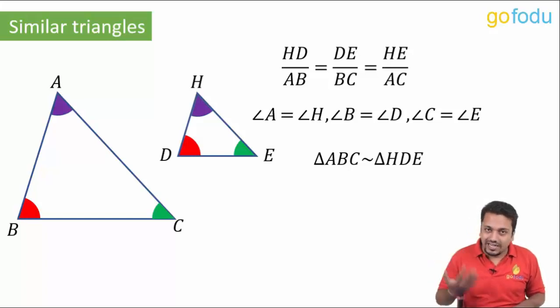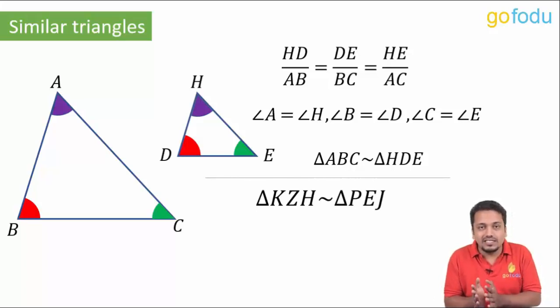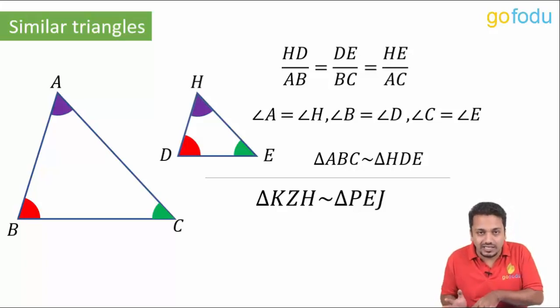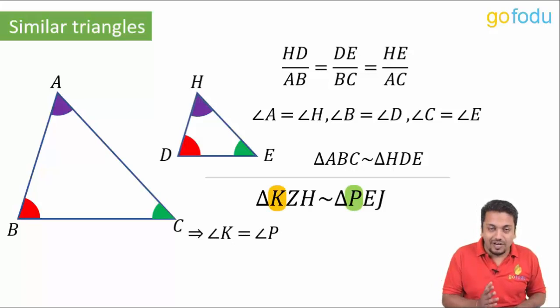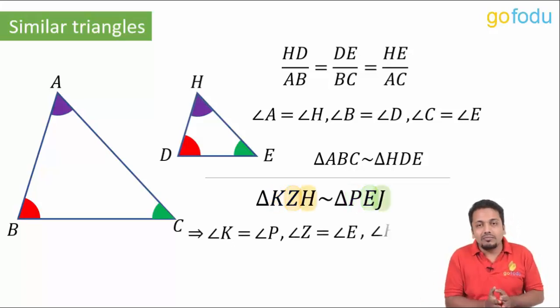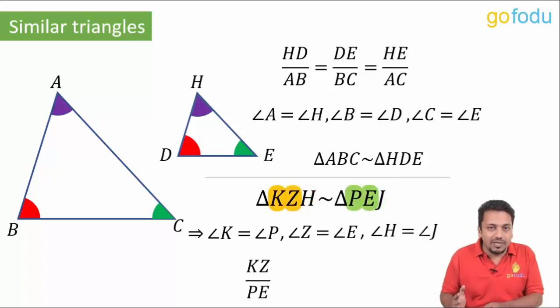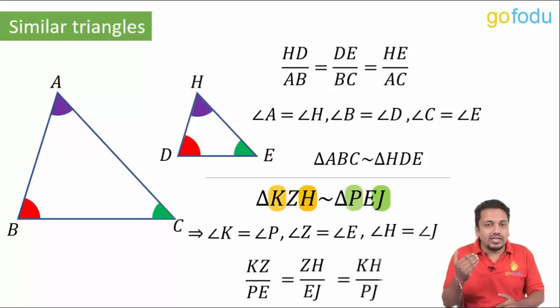Also, if some random triangle is given to us as similar, let's say triangle KZH is similar to triangle PEJ, then we can directly deduce, simply looking at the similarity statement, that angle K will be equal to angle P, Z will be equal to E, H will be equal to J, and KZ upon PE will be equal to ZH upon EJ, and that will be equal to KH upon PJ.